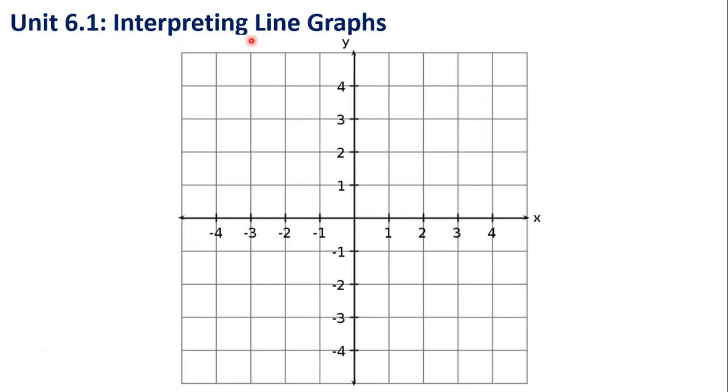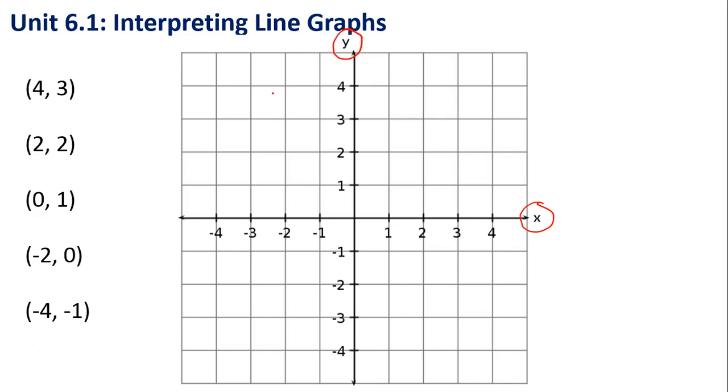So Unit 6.1 is about using and interpreting line graphs. A bit of revision from last year. When we're plotting points on the Cartesian plane, the horizontal axis we label the x-axis, and the vertical axis is the y-axis. So if we want to plot some points on this Cartesian plane, the coordinates that we're given, the first value, remember, is the x-coordinate, and then the second value is the y-coordinate.